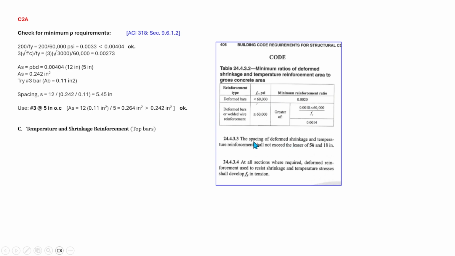So also there is requirements for the spacing. The spacing of the deformed shrinkage and temperature reinforcement shall not exceed the lesser of 5h and 18 inches. So here, the minimum steel ratio rho is equal to 0.0018. That is for the deformed bars, grade 60 rebars.